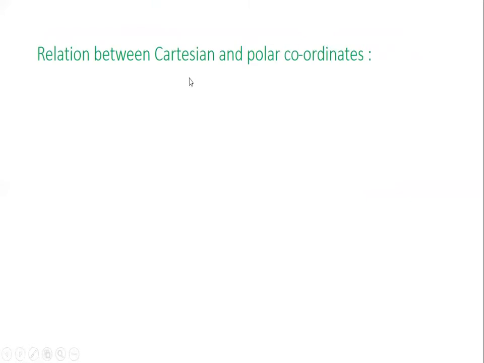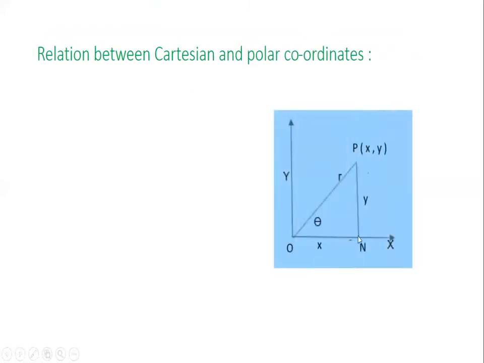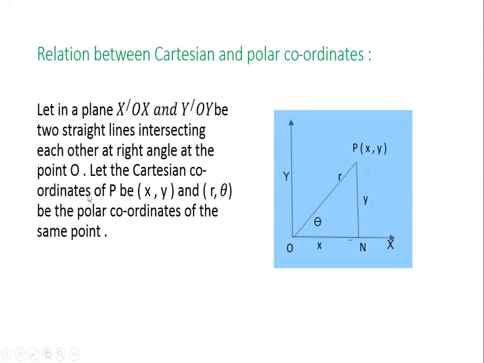Relation between Cartesian and polar coordinates. Here, the two axes intersect at the point O. The Cartesian coordinate of point P is x, y. We can indicate it as r, theta when we consider the polar coordinate. From the sine ratio, you know that sine theta equals y by r, because sine theta equals perpendicular by hypotenuse. From this, we get y equals r sine theta. This is equation number 1.